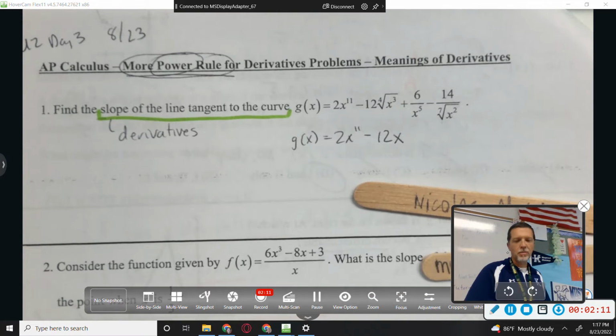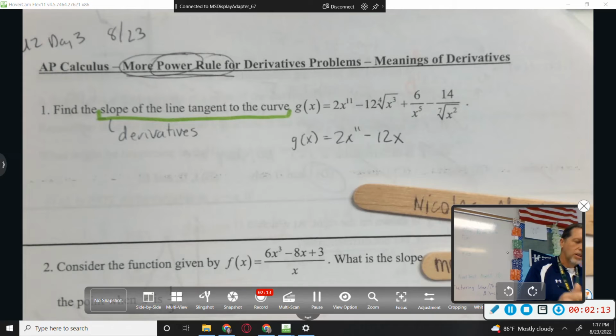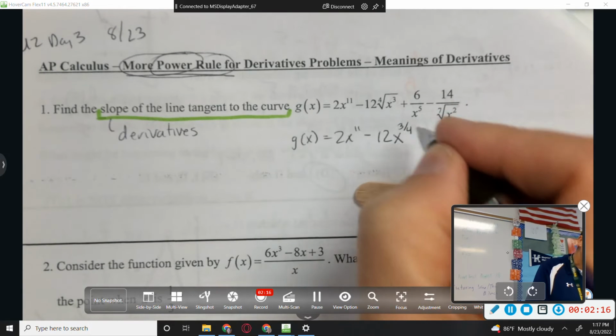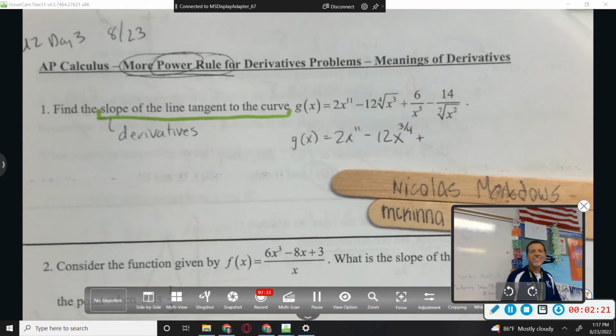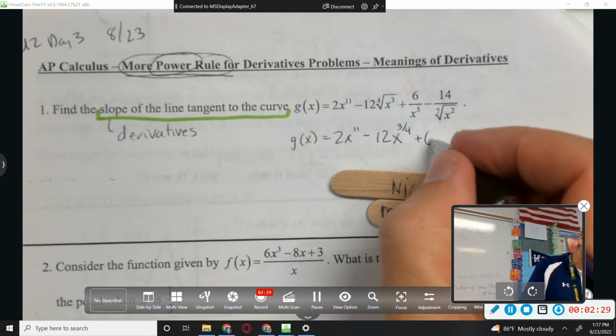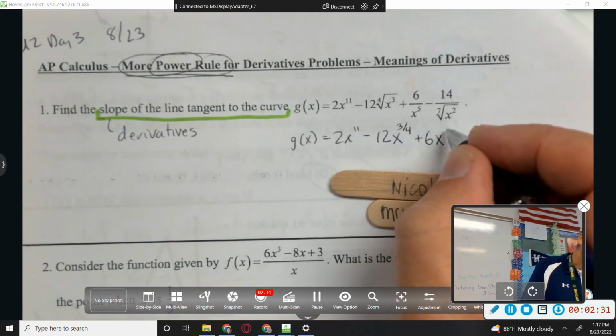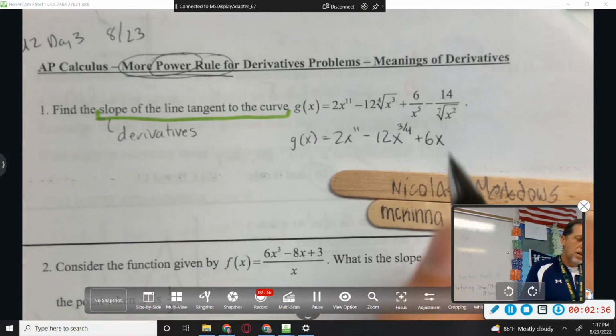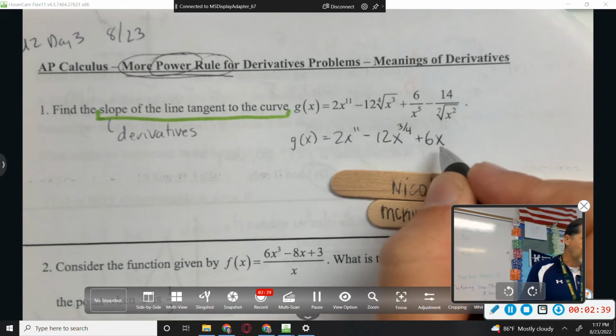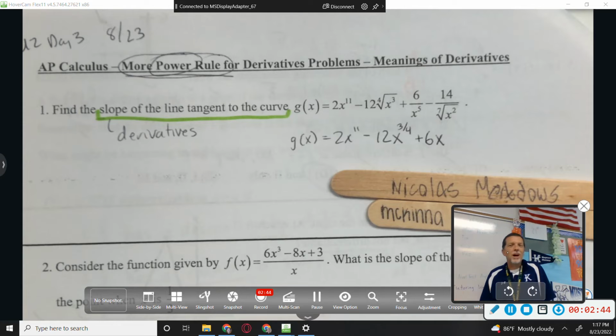What's the power going to need to be? 3 over 4. So, good job, Nick. You're still on the clock. How about 6 over x to the 5th? How could I rewrite that as x with a power? 1/5 would be the 5th root. But 6x to the 5th is not the same as 6 over x to the 5th. Why is that x to the 5th in the denominator? What would send it to the bottom? Negative.